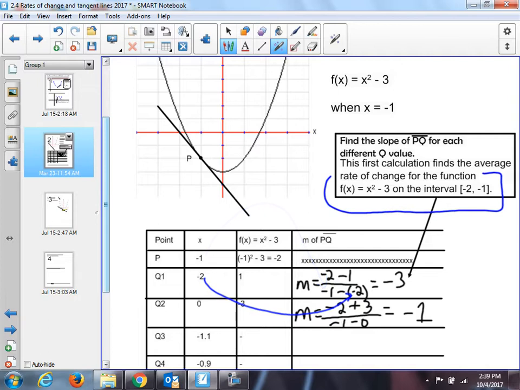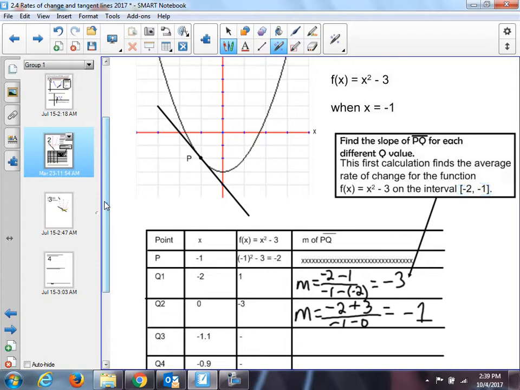And that's what I'm explaining here. This first calculation finds the average rate of change for this function, f of x equals x squared minus 3, on the interval from -2 to -1. You guys follow that too? So if I ask for the average value of rate of change, use the slope form.